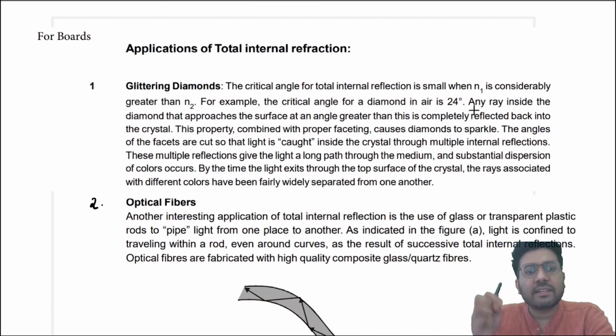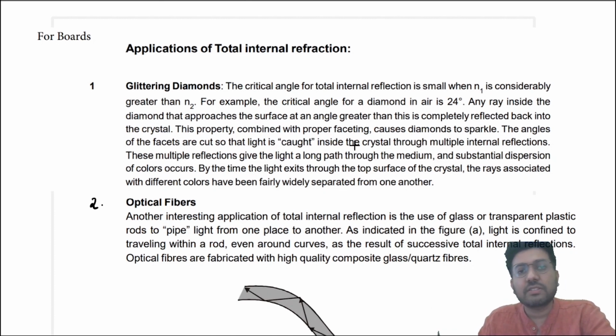Any ray inside the diamond that approaches the surface at an angle greater than this is completely reflected back into the crystal. This property combined with the proper facing causes diamond to sparkle, because the surface is made in such a way that mostly the light strikes at an angle which is greater than the critical angle. Okay, the angles of the facets are cut so that light is caught inside the crystal through multiple internal reflections. These multiple reflections give the light a long path through the medium and substantial dispersion of colors occurs.